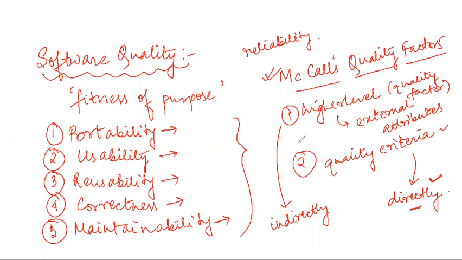So this is the way McCall has distinguished the quality factors between low level and high level criteria. Low level means those quality factors which we cannot directly interpret, we can indirectly interpret. But high level and low level quality factors means that we can directly interpret them.